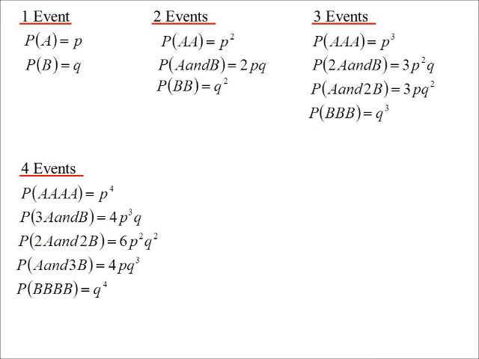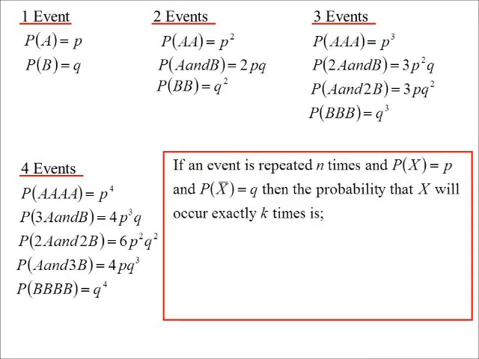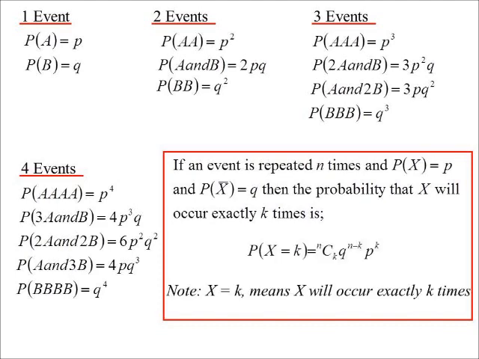Thus, rather than draw a complete tree diagram, if I've got an event that's been repeated n times, and I know the probability of something happening is P, and therefore the probability of something not happening would be 1 minus P, let's call it Q, then the probability that it occurs exactly K times would in fact be our general term for a binomial expansion. So the probability that X equals K, which means X will occur exactly K times, will be nCk, P to the power of K, the probability of it happening, times Q to the power of n minus K, the probability of it not happening.